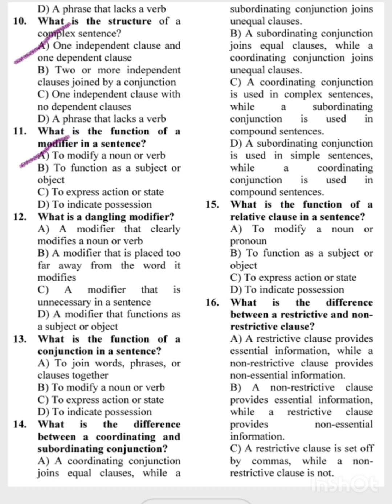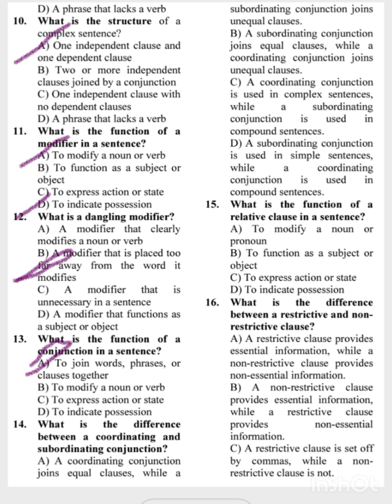Okay. Now what is a dangling modifier? A modifier that is placed too far away from the word it is modifying. See, any modifier, if it is placed too far from the word it is modifying, then it is called a dangling modifier. What is the function of a conjunction in a sentence? The role of conjunction is to join words, phrases, or clauses together.